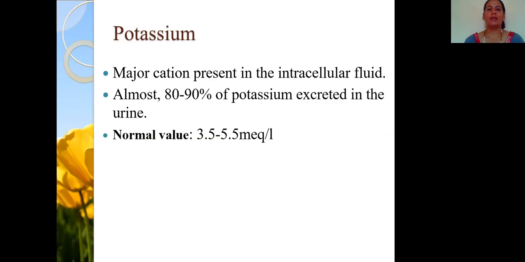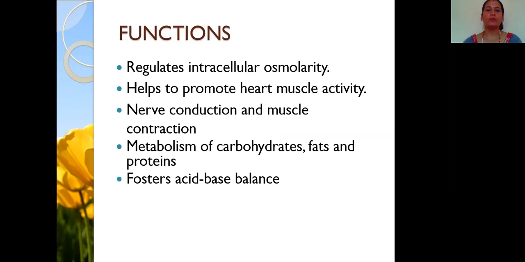Now the next electrolyte we come to is potassium. It is a major cation that is present in the intracellular fluid. Almost 80 to 90% of the potassium is normally excreted in urine, and its normal value is 3.5 to 5.5 mEq per liter. Its functions are to regulate intracellular osmolality, promote heart muscle activity, nerve conduction and muscle contraction, metabolism of carbohydrate, fat and protein, and it fosters acid-base balance.